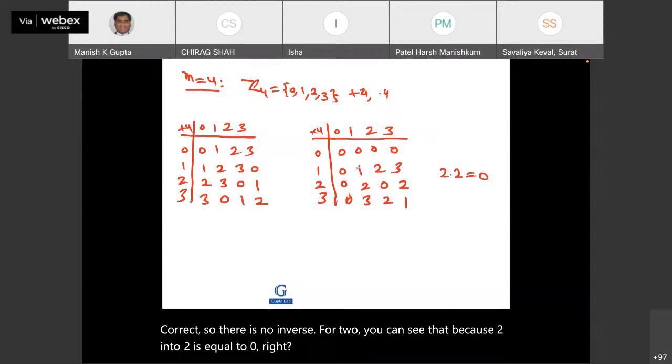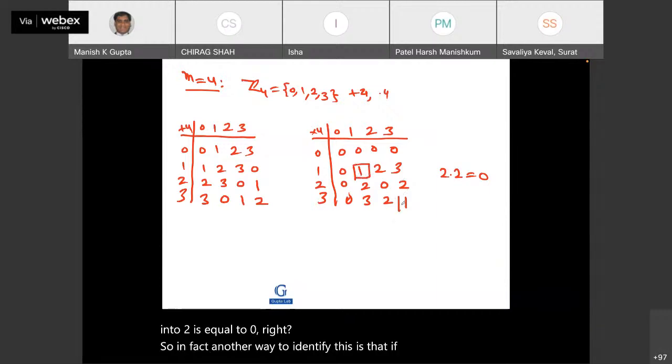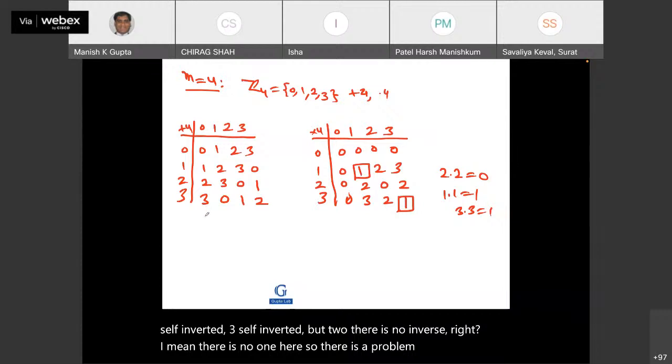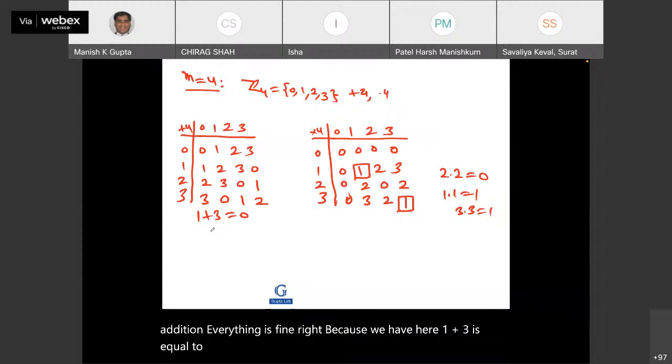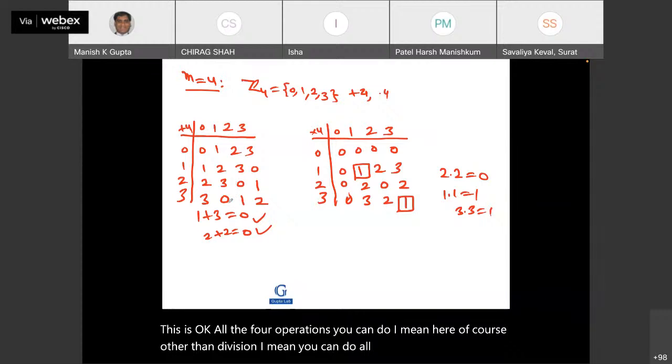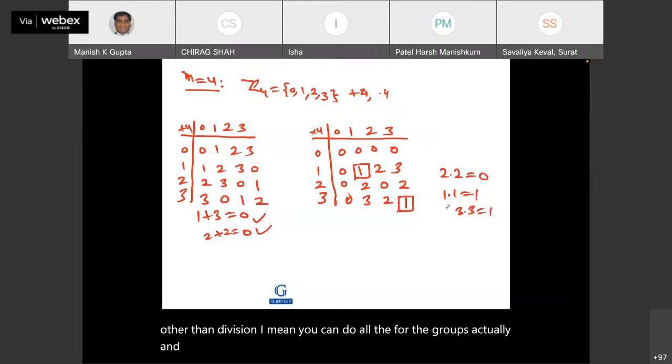In fact, another way to identify this is that 1 into 1 is 1 and 3 into 3 is 1. So 1 is self-invertible, 3 is self-invertible, but for 2 there is no inverse, right? I mean there is no 1 here. There is a problem. With respect to addition, everything is fine, right? Because we have here 1 plus 3 is equal to 0. So 1 and 3 are inverses of each other, and 2 is self-invertible with respect to addition. This is okay. All the operations you can do, other than division, as for groups, and here, for 2, there is no inverse.